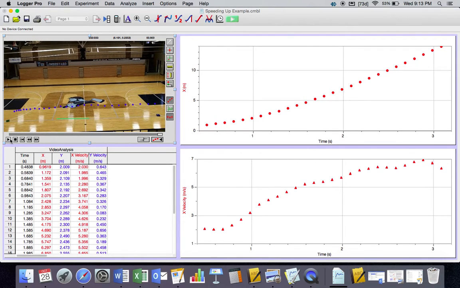And so we can see I went ahead and I marked Christian running oh so fast across the gym, and we see that his dots start off really close together, and they're gradually getting farther and farther apart. So he is picking up speed.